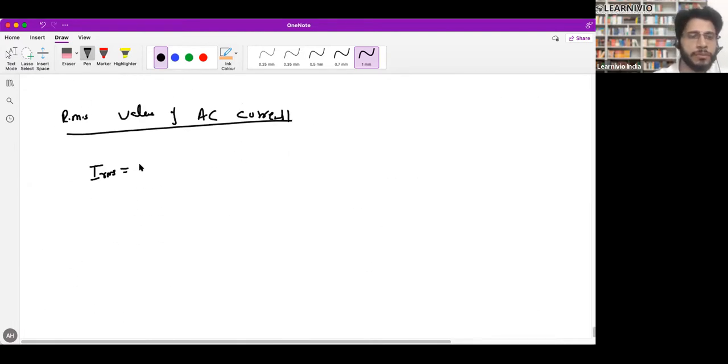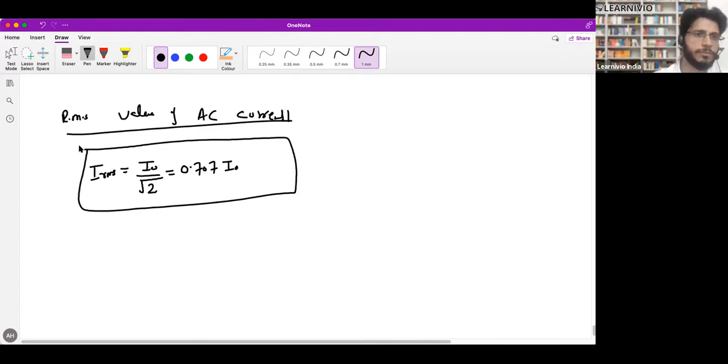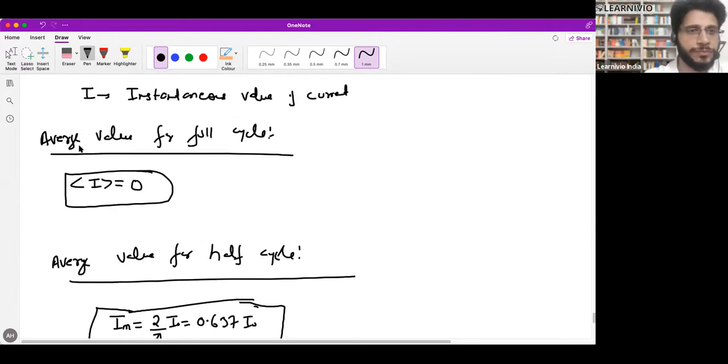So what should be IRMS? I naught over root 2, 0.707 of I naught, right? Fine. This is IRMS. So just like EMF, you have current also. Just note it down.